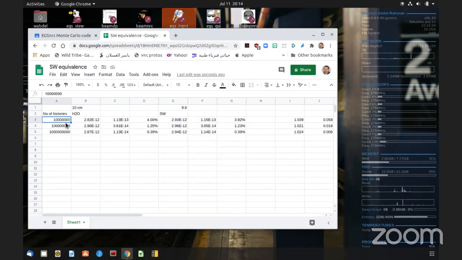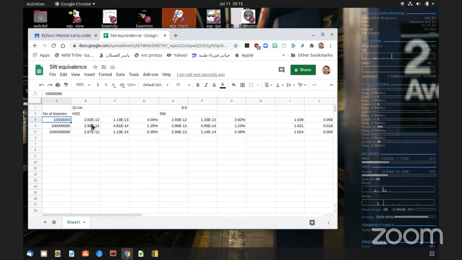Okay. So I ran the simulation. This is in the full water phantom, 10 centimeter. These are the doses, and this is the uncertainty. I'm just showing you as an example because I feel sometimes people have trouble looking into these uncertainties and analyzing the data. I just wanted to show an example.